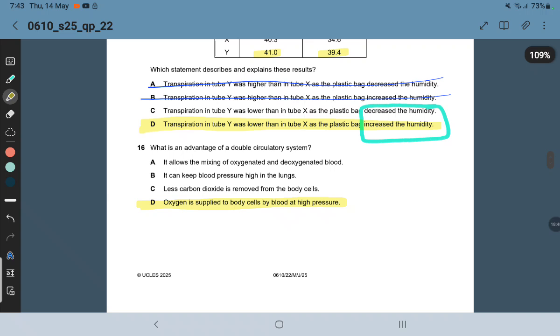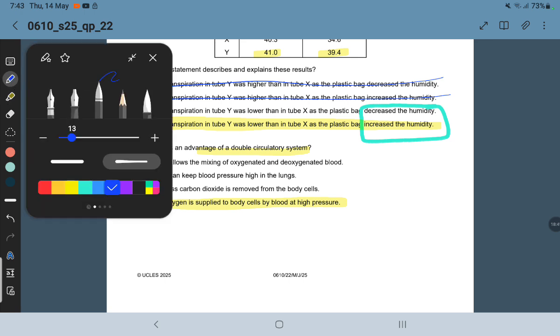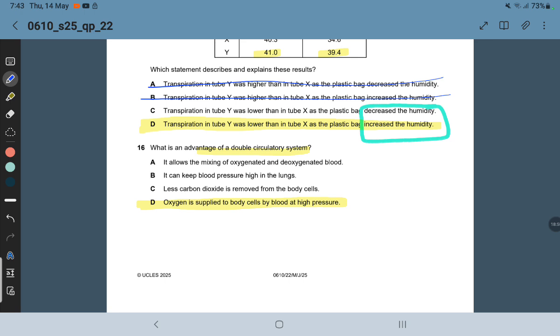16. Okay, what is the advantage of double circulatory system? Oxygen is supplied to the body cells by blood at high pressure. Why are the others wrong? Well, for a simple reason. It allows mixing? No, it does not mix. It allows them to be separated, not mixing.